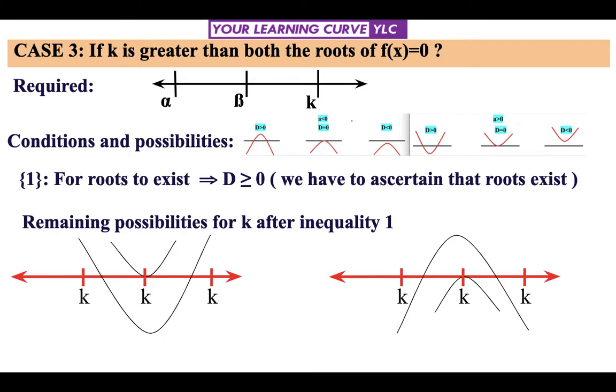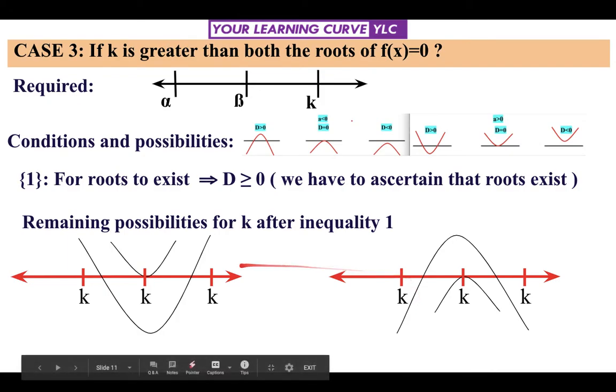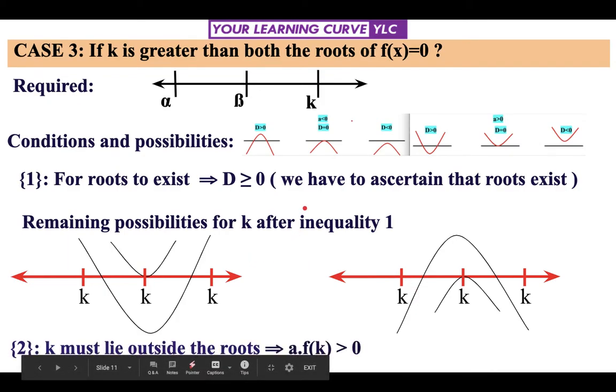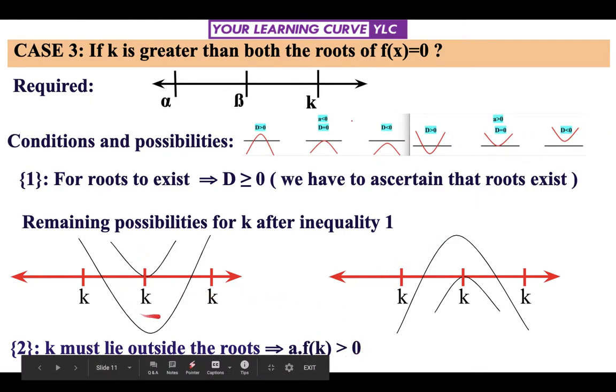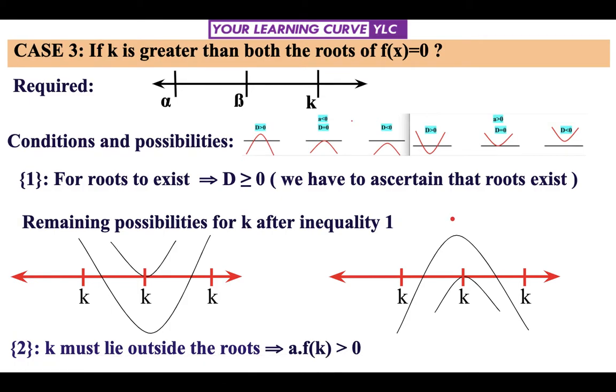So to make sure that k lies beyond the roots, we have to form the second inequality, that is a into f(k) is greater than 0. K must lie outside the roots, therefore a into f(k) is positive. So now, by the first inequality we eliminated these two graphs. By this inequality we have eliminated the possibility of k lying between the roots. So these are the first two inequalities we have to ensure.